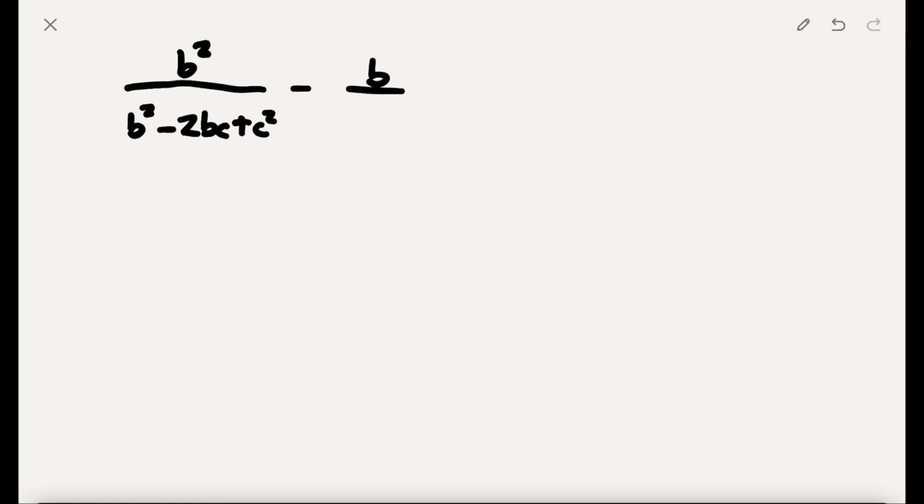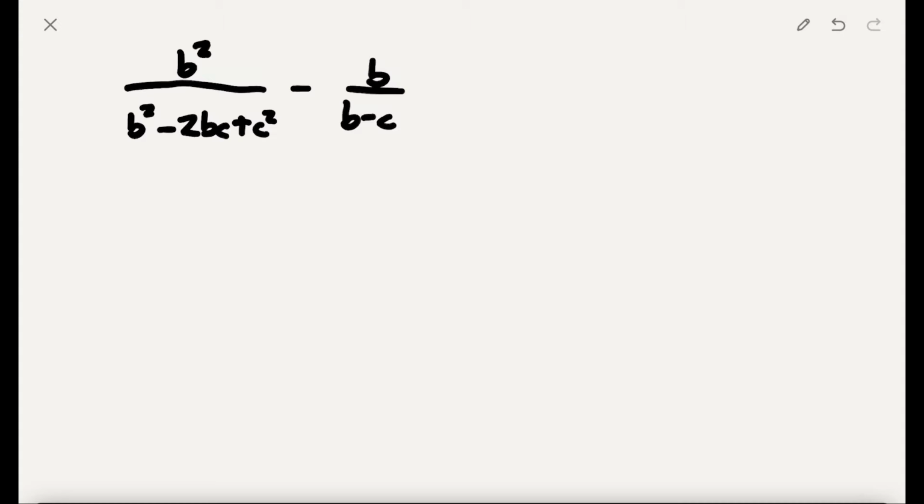All right, so this is going to be a video with 5 more examples of adding and subtracting rational expressions. So the first one is b squared over b squared minus 2bc plus c squared minus b over b minus c. It is important to understand with this one that these set of 5 for this video are going to be way more advanced than the previous ones that we've done.